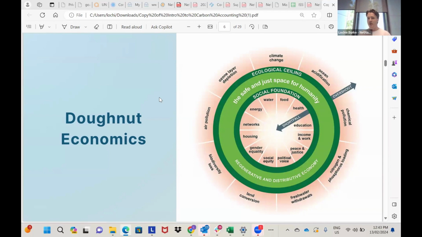This is where we see we're sustainably operating and living within both social foundations and ecological ceilings. So as you can see, from an environmental perspective, of course, we have to be addressing things like biodiversity, air pollution, climate change, ocean acidification. But at the same time, from a social perspective, we need to be addressing things like income and work, peace and justice, education, gender equality, social equity, and the list goes on.